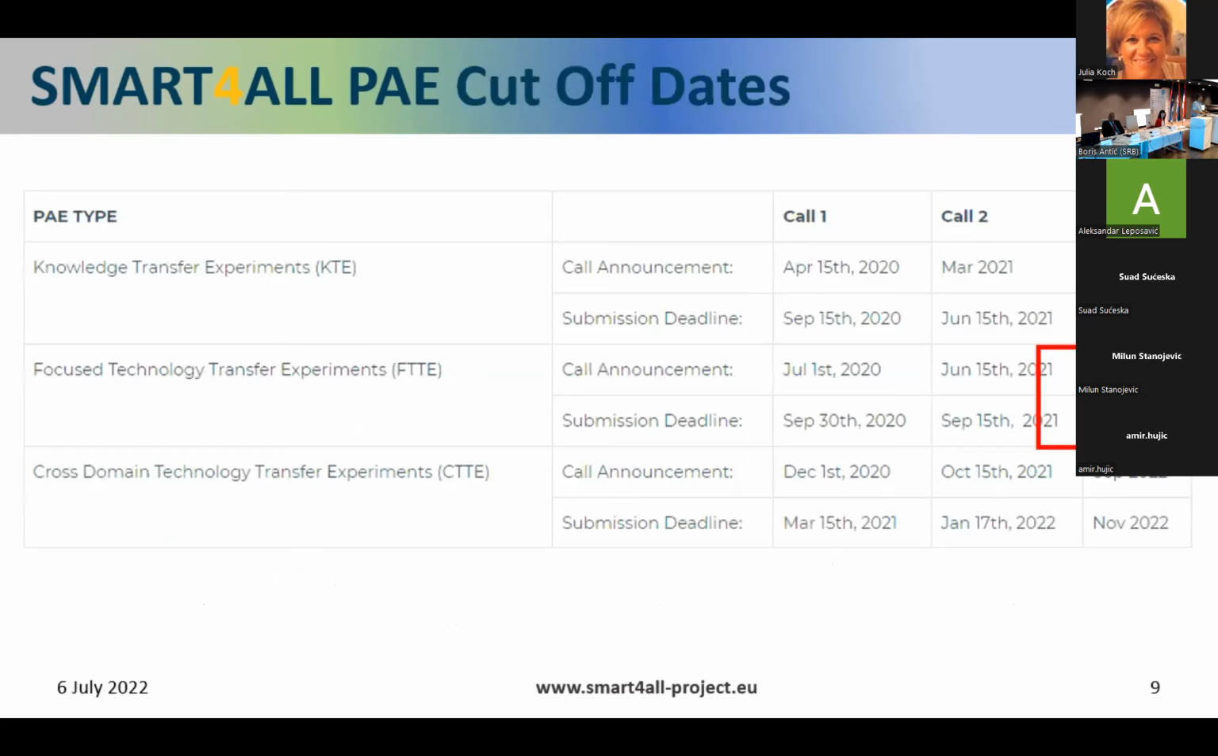Currently, we are on the third call of SMART4ALL. The initial plan of SMART4ALL is to deliver around 6.2 million via open calls to SMEs. We have already successfully finished and delivered the outcomes of call 1 and call 2, and now we're on the third and last open call release. Each call has 3 steps. We start with KTEs, then FTTs follow sequentially, and then we have the CTTs.